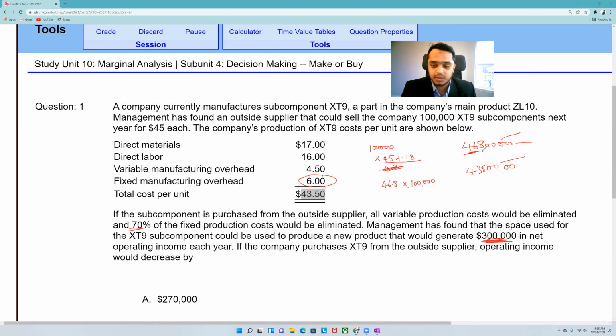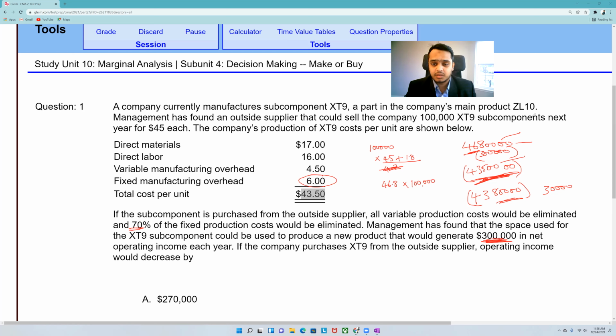So what I'll do is subtract 300,000, which gives 4,380,000. Now, what is the difference between the two? If I'm manufacturing it myself, that would be the cost. If I'm buying from outside, this much is the cost. So the difference is 30,000, and 30,000 is a decrease in the operating income.